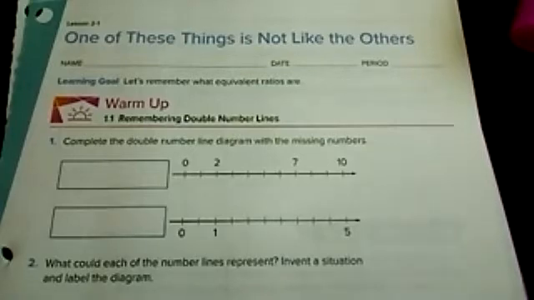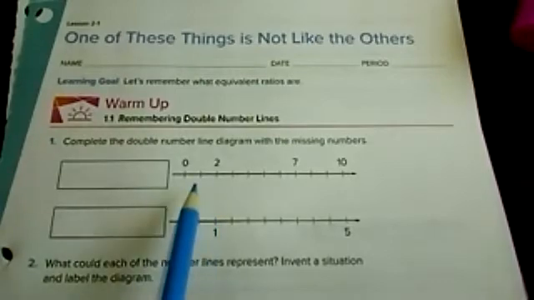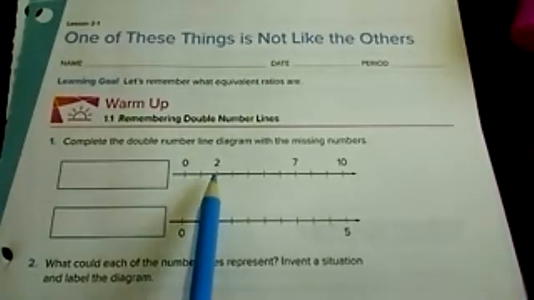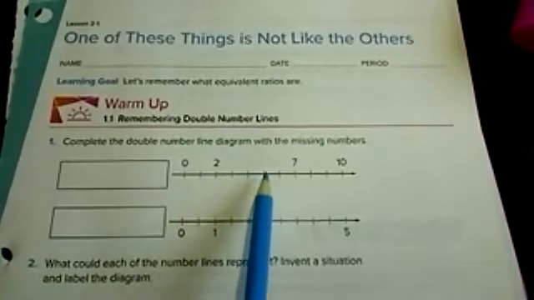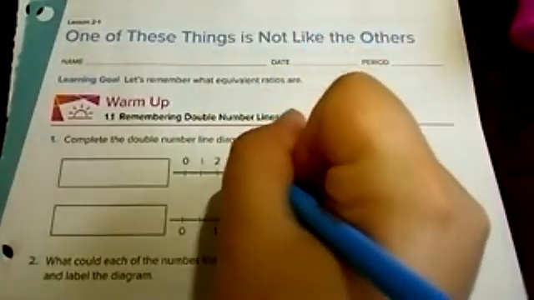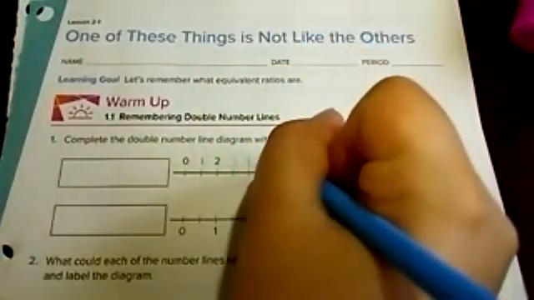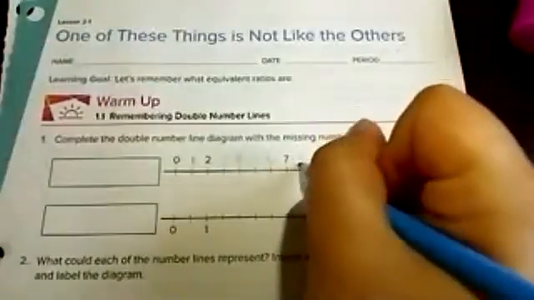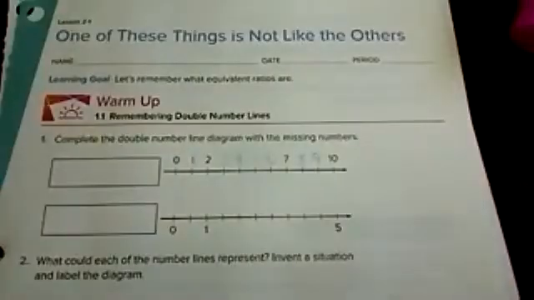All right, welcome back. Let's check your answers. So let's look at our number line. So we skip 1, go to 2, maybe 3, 4, 5, 6, 7, 8, 9, 10. So we can go ahead and fill those in. 1, 2, 3, 4, 5, 6, 7, 8, 9, and then 10.